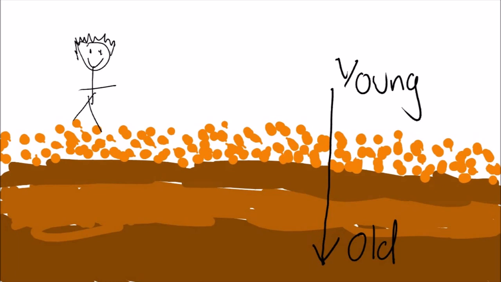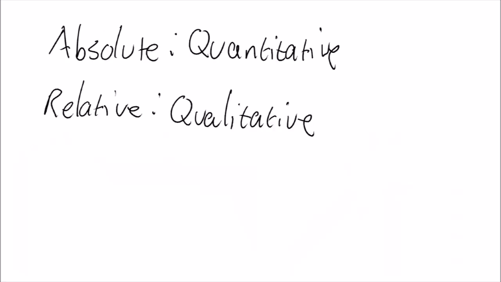So it also makes sense that a fossil found in that lower layer will be older than a fossil found in the higher layer. And this is all relative dating is. We're finding the date of a fossil or rock relative to other fossils or rocks. Again, the names are pretty intuitive. Absolute dating finds the absolute quantitative age, whereas relative dating finds the age of things compared to each other, a qualitative age.